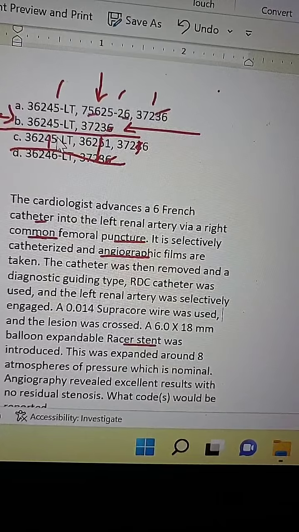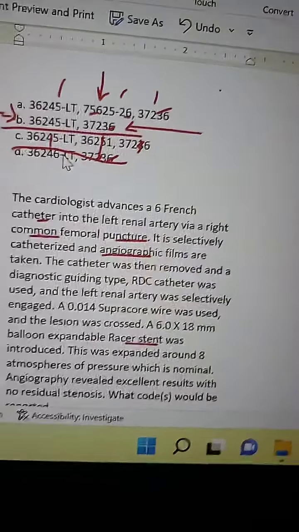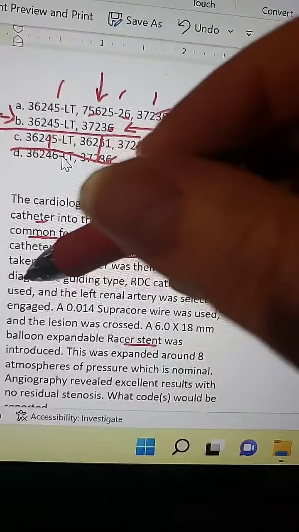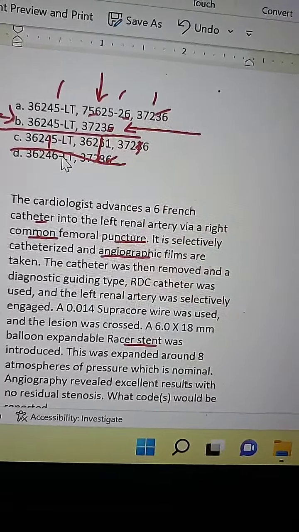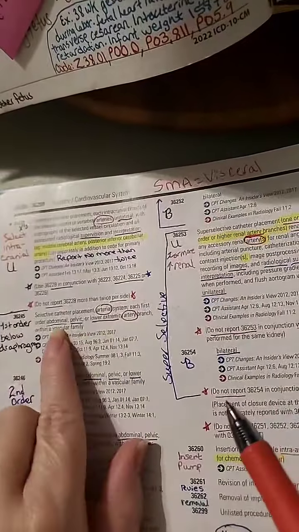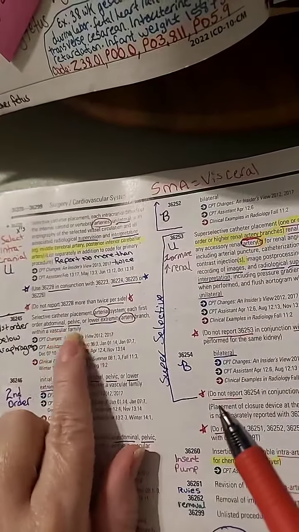36245. 36245. 36245. 3, 6, 2, 4, 5. And they said diagnostic guiding was included. Do we have radiology included right there?